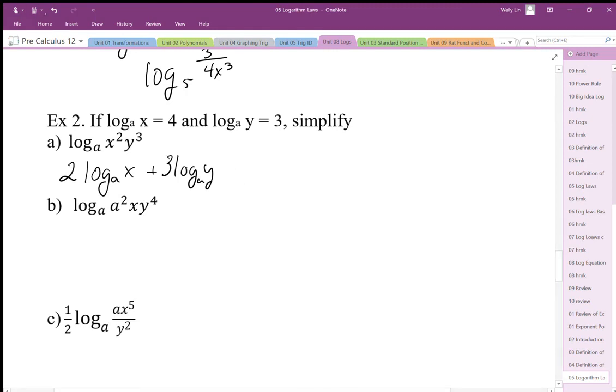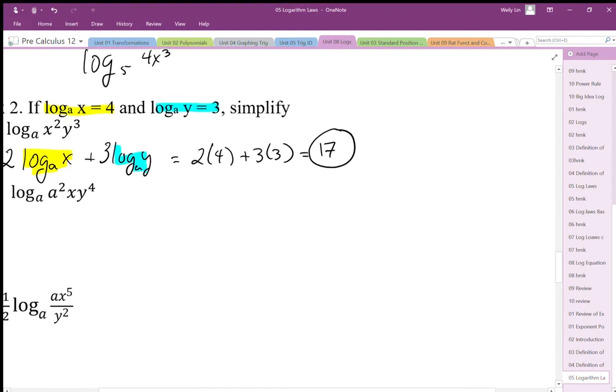So then what I can do is I have that log base a of x equals 4. I'm going to replace that with a 4. Log base a of y equals 3. So there's my log base a of y. I'm going to replace that with 3. So then my answer works out to be, I'm going to get a numerical solution. 2 times 4 plus 3 times 3. That's equal to 17. Okay, so the answer for this is 17.